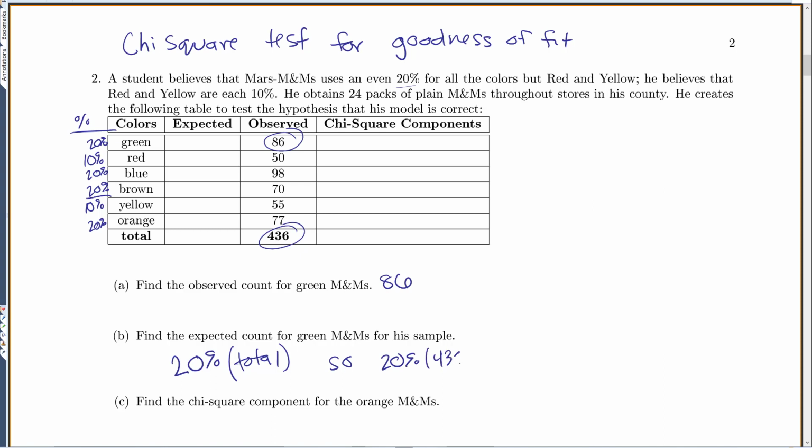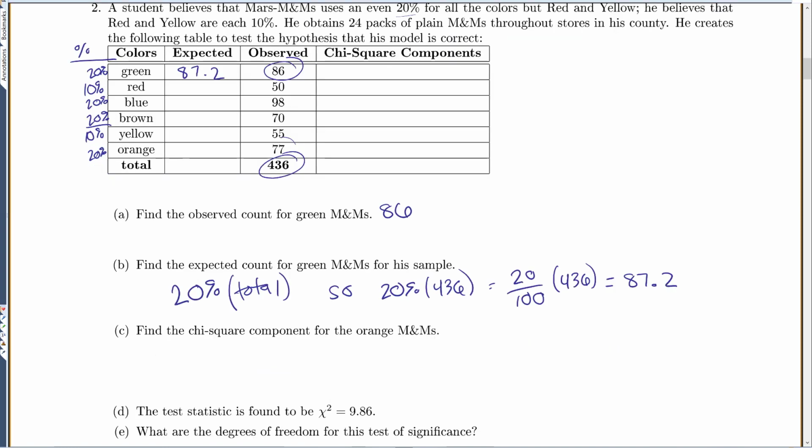Now, how do you actually put that in your calculator? You'll do 20 divided by 100 because that's a percent, times 436. Equals 87.2. Okay, we found the expected count for the green M&Ms.